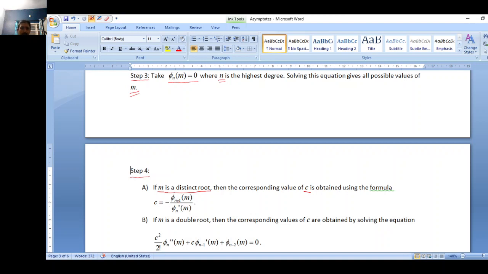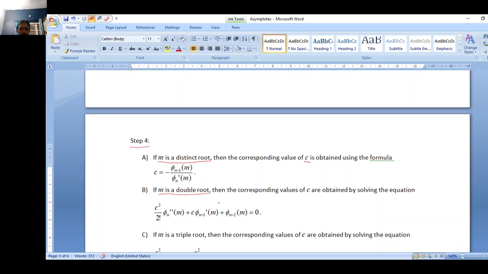Okay, so c is given by minus phi n minus 1 of m by phi n dash of m, where n is the highest degree in the equation. Similarly, if we have m to be a double root, I mean to say that m is a repeated root, and in such a case, because m is a double root, there are going to be two c's, and those two c's are obtained by solving this equation: c square by 2 factorial phi n double dash of m plus c into phi n minus 1 dash of m plus phi n minus 2 of m equal to 0. I'll explain this once again when it comes to problems, so don't worry much.